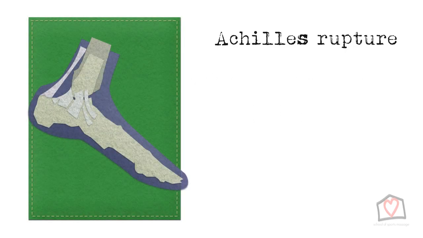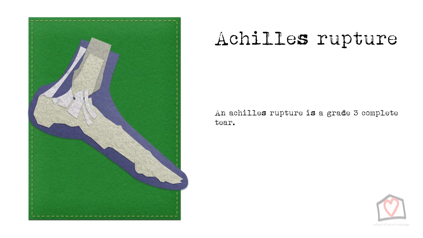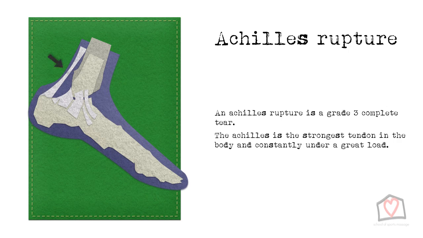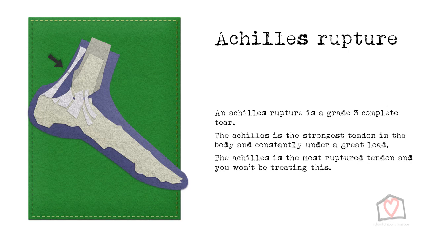Starting with an Achilles rupture. This is a grade 3 complete tear. The Achilles is the strongest and most powerful tendon in the body and is constantly under a great deal of load. As you are aware, it is the tendon for the gastrocnemius and soleus. This is the most common ruptured tendon, and guess what? You're not going to be treating this.